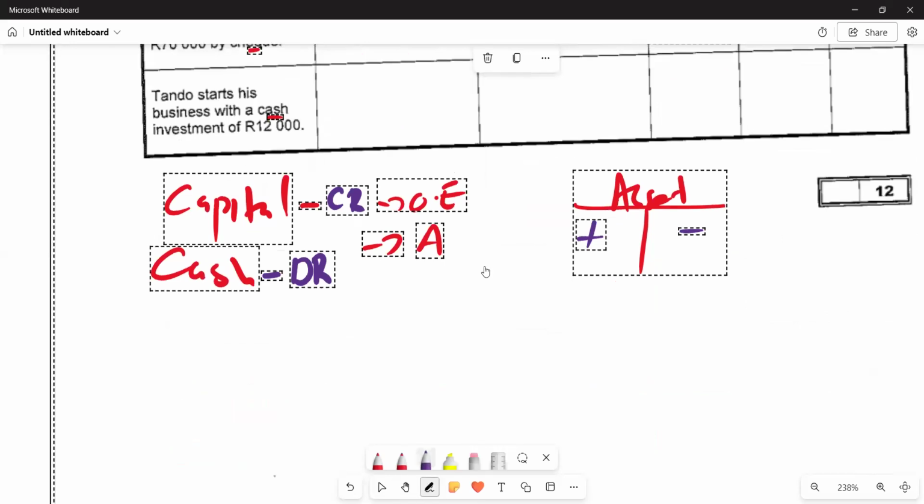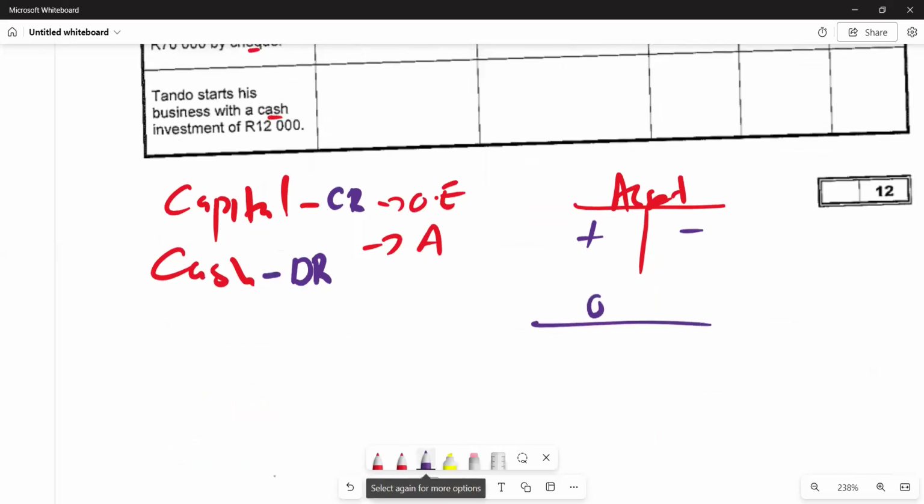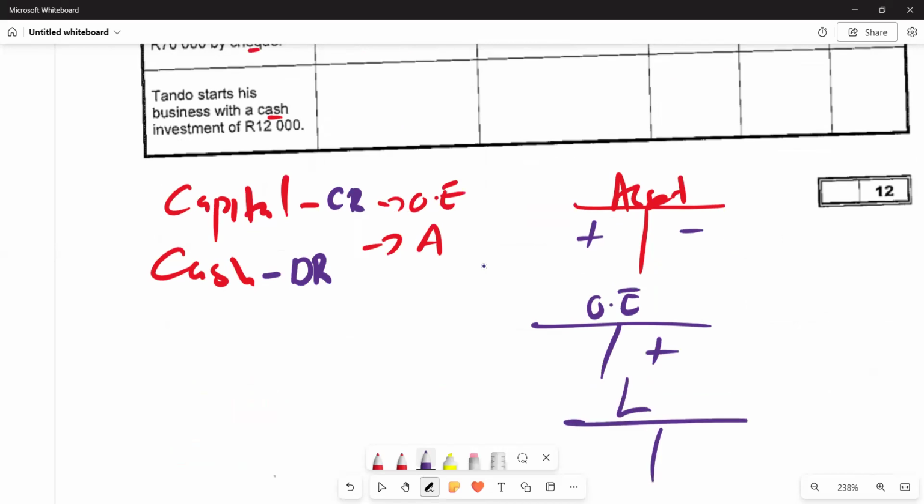And the same now applies to owner's equity. On owner's equity, obviously we are crediting, it's going to be a plus. The same applies to liabilities. When you are crediting liabilities, that's when you are going to have a plus. It's opposite to assets. And then when we are debiting, it's a minus. So in this case, we credit owner's equity, which is a plus here, and we debit an asset here, which is a plus again. So we are getting a plus and a plus of 12,000.